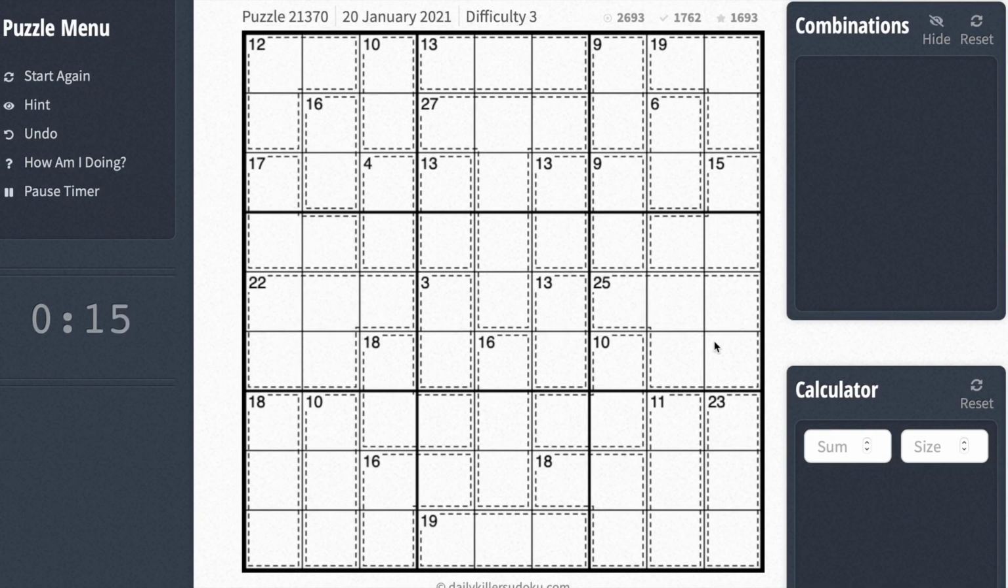Okay, so as ever, let's start by having a look at this and seeing where we can find some clues. See where we can find those cages that can only have one combination in, and then we'll move on to looking for particular numbers. So 4, always a giveaway, can only be 1 and 3. 16 can only be 7 and 9. Couple of little starter clues for us there. There's another 3 here, can only be 1 and 2.